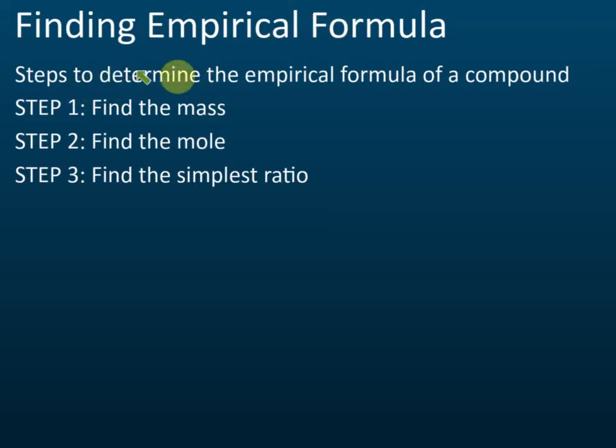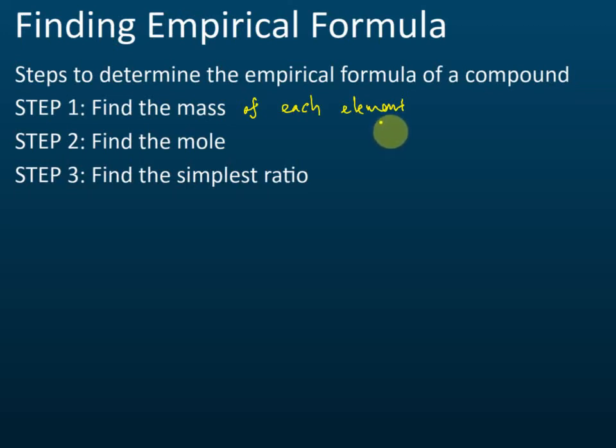The first thing is you need to find the mass. The mass of what? The mass of each element. Maybe you can write here the mass of each element. That's the first step. You list down all the elements and then you find the mass of each element.